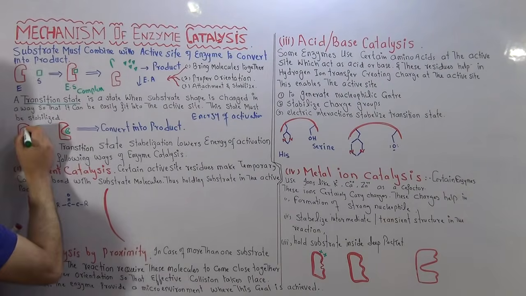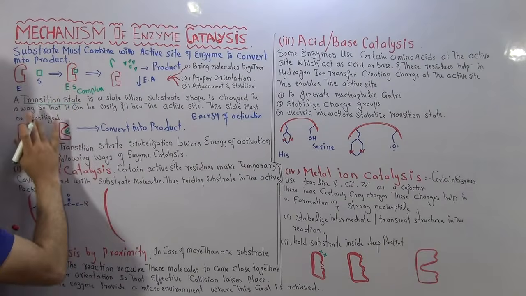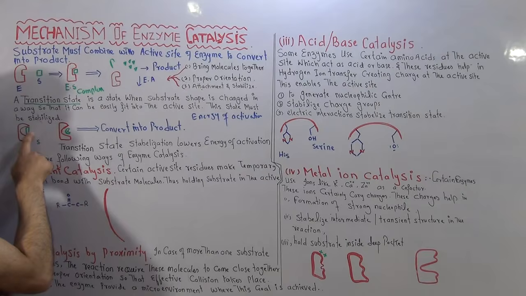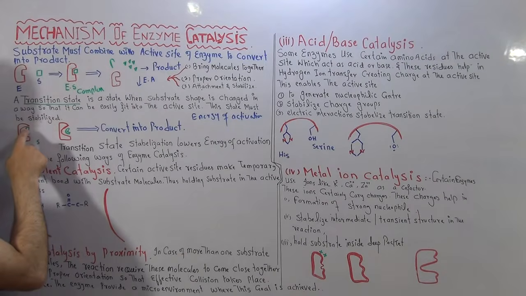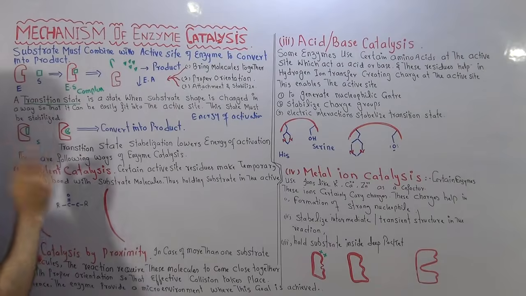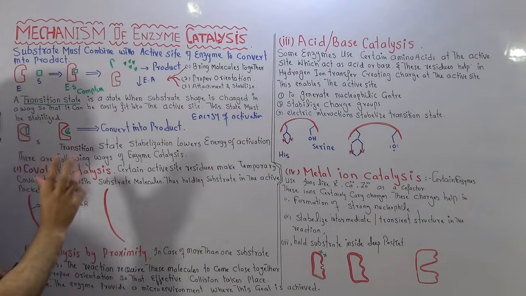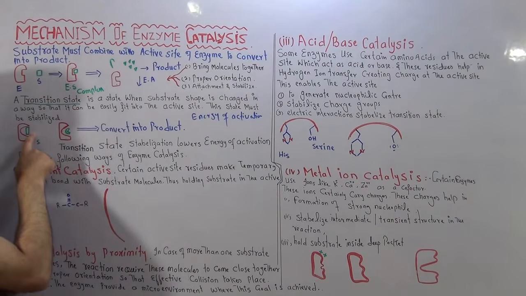When it attaches here with the enzyme, this is now attached. The substrate shape is a little bit changed from the active site. So this is not properly attached. In order to properly attach this substrate, we need to put some pressure on the substrate.